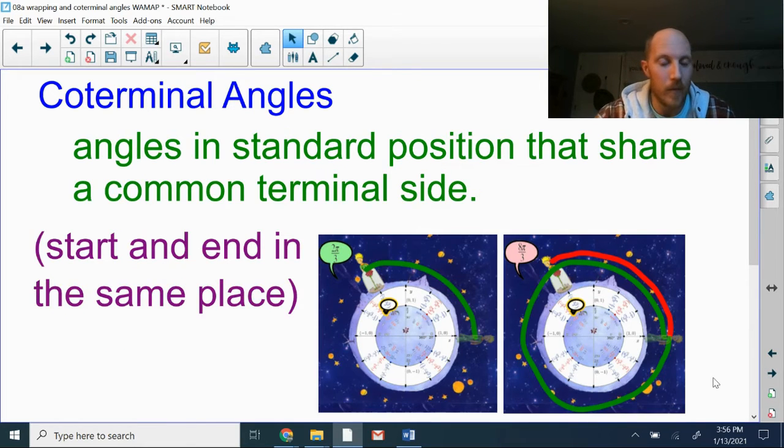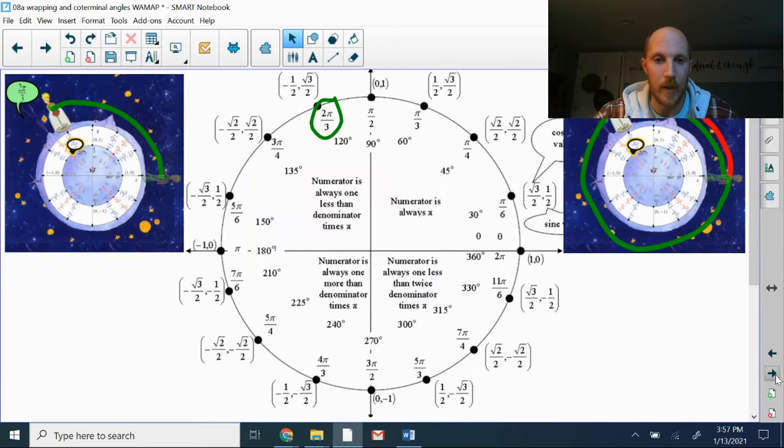So just to recap, coterminal angles are angles in standard position. That means they start at 0 on the unit circle. Angles in standard position that share a common terminal side. It means they end in the same place. Extra rotations go around the circle in opposite directions. Either way, it's still a coterminal angle. They start and stop in the same place.